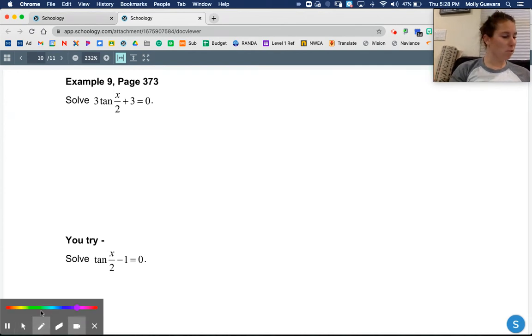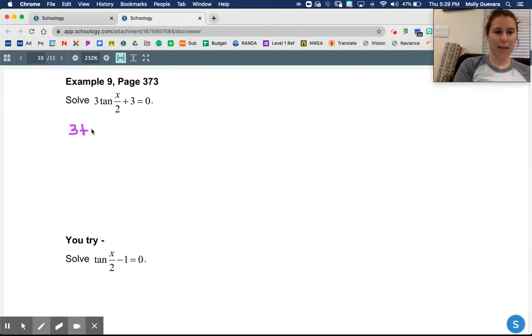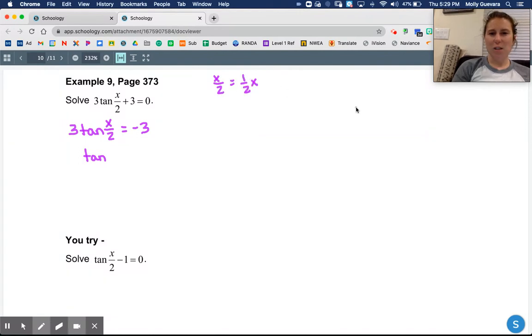Solve it. It's just a normal equation. We're going to solve. Same idea. I'm going to subtract 3. So I get 3 tangent of x over 2 equals negative 3. Divide. So I get tangent of, and remember, you can always write this x over 2 as 1/2 x. So if that helps you, you can do that. It's up to you. The tangent of x over 2 equals -1. So this is telling me tangent of something equals -1. Well, if I draw it, tangent of -1 is here and here.